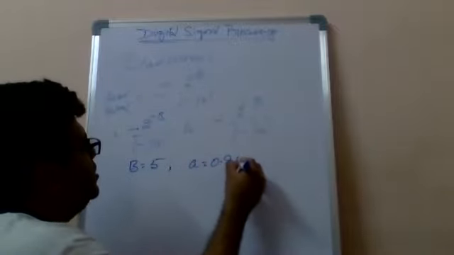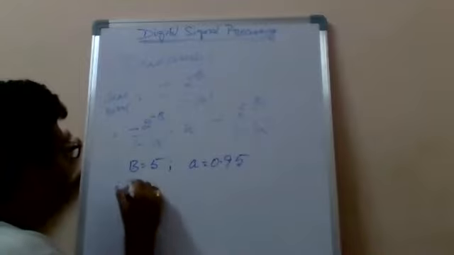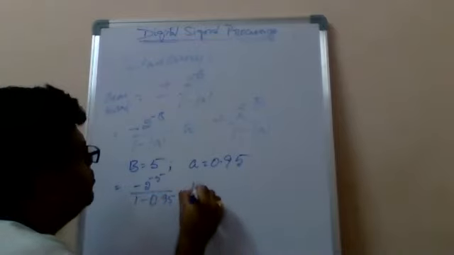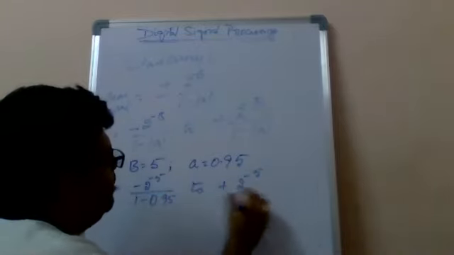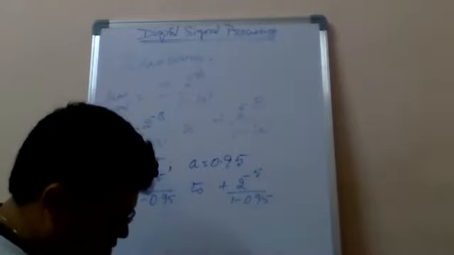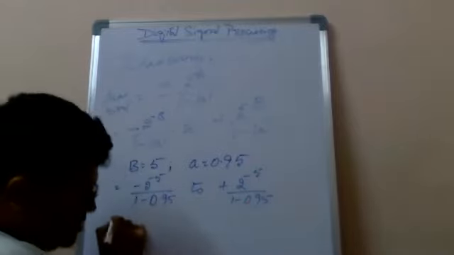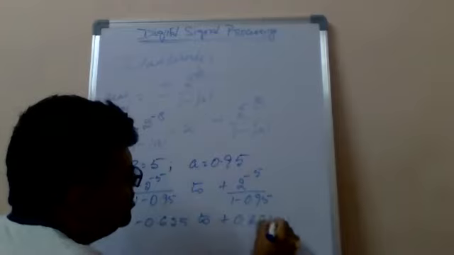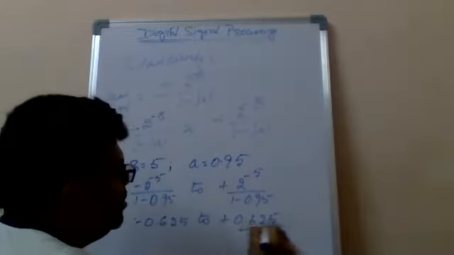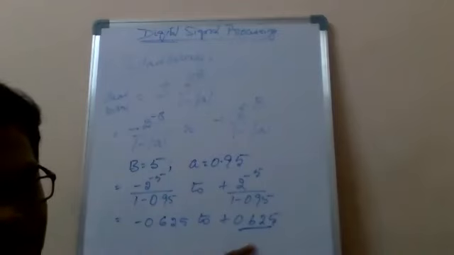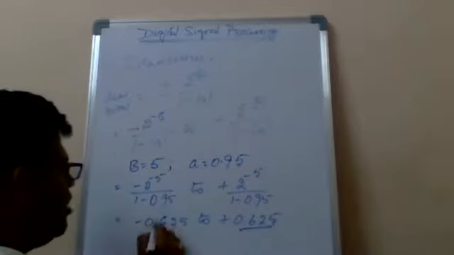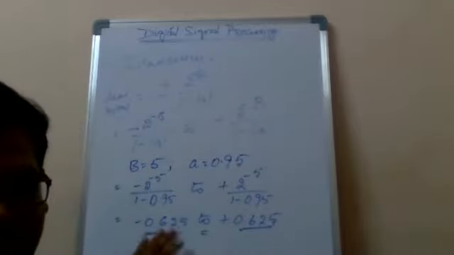So b value is 5 and your a value from the question is 0.95. If I substitute, minus 2 to the power of minus 5 by 1 minus 0.95 to plus 2 to the power of minus 5 by 1 minus 0.95, it results as minus 0.625 to plus 0.625. So you can observe that the limit cycle oscillation value you have obtained is the same, 0.625. This is how we calculate the dead band for the given system.